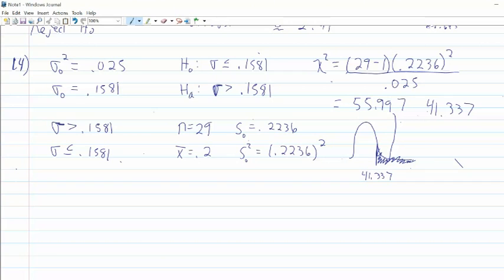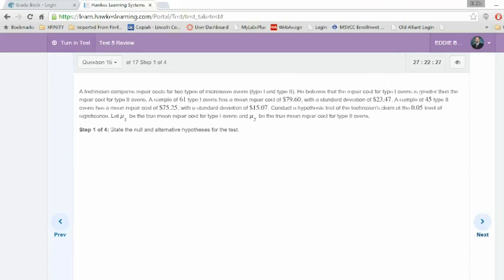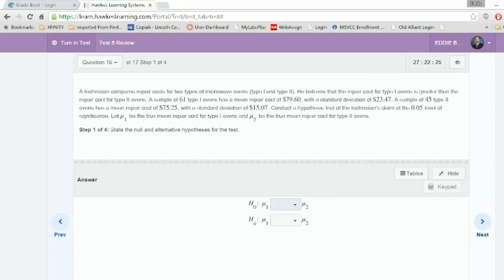Problem number 15. This is 12.3. So we are going to look at two different samples and compare those. It says the technician compares repair costs for two types of microwave ovens, type 1 and type 2. He believes that the repair cost for type 1 ovens is greater than the repair cost for type 2 ovens. That's important.